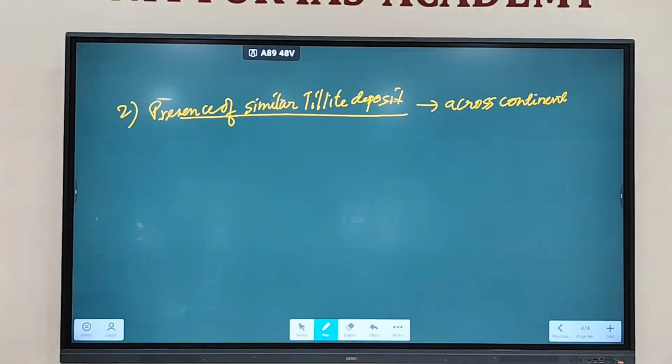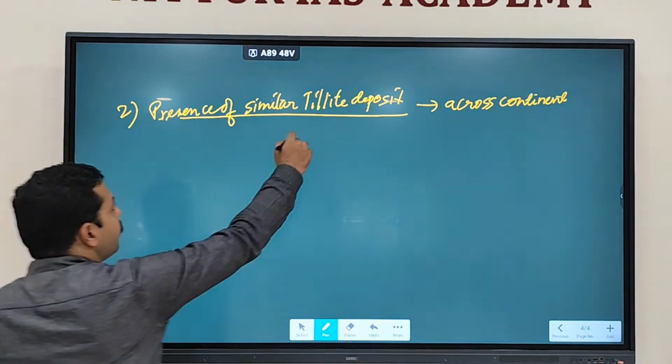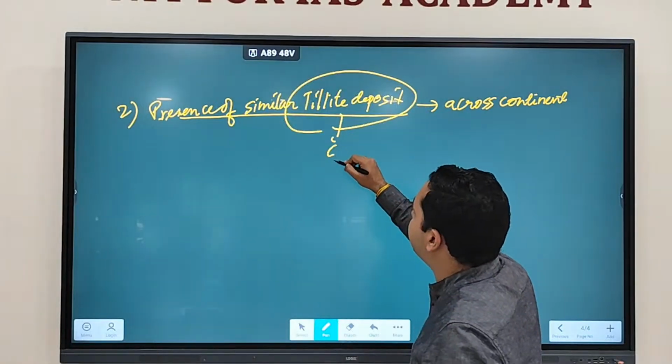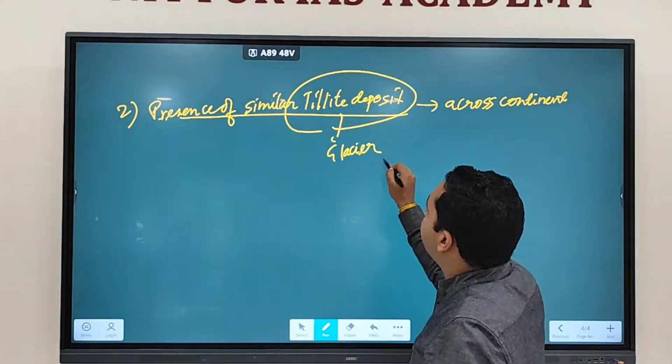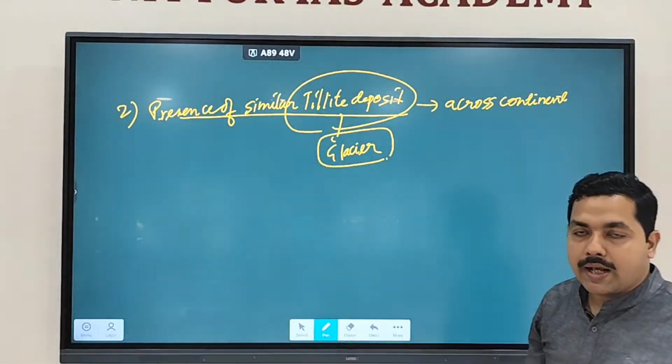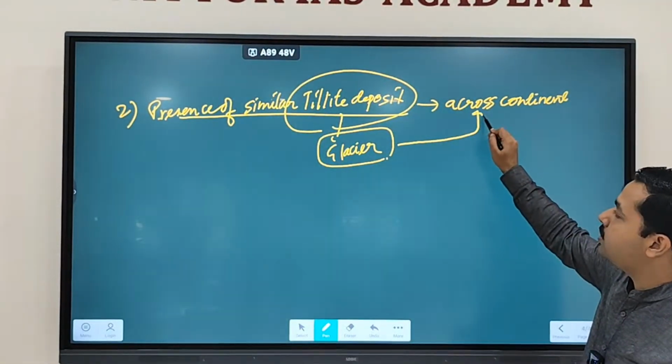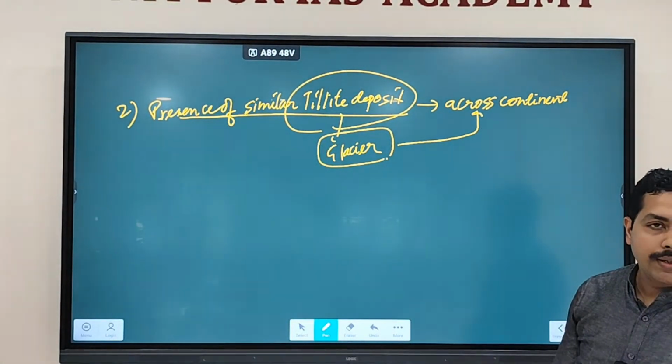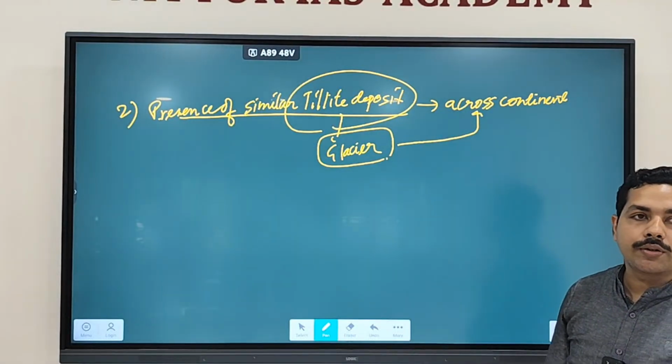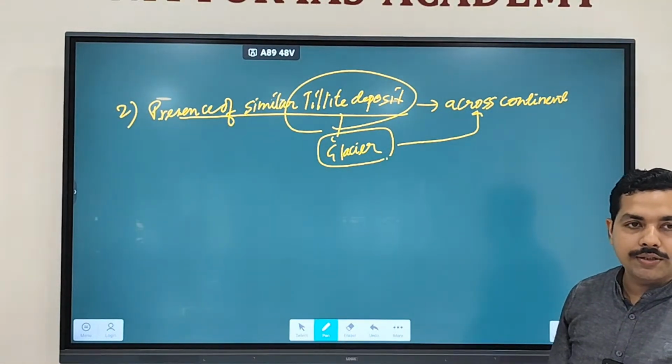Remember, we talked about till. What was till? Which type of rock? After the glacier melts, we discussed, the boulders and others which are left are called till. Clear? So why is tillite deposit formed? It is formed due to the glacier, and similar tillite deposit is found across continents. Clear? Any doubt regarding this one?